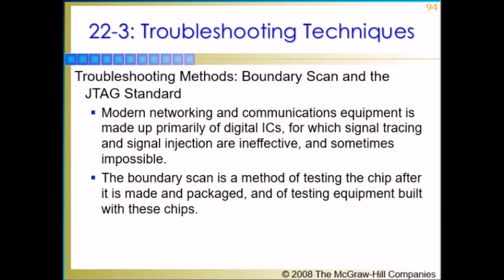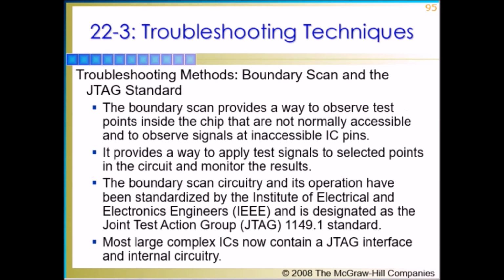Boundary scan and JTAG standards. Modern networking and communication equipment is made up primarily of digital ICs. These are large-scale devices made for surface mounting on the printed circuit board. It is difficult and sometimes not possible to access the pins on an IC, making signal tracing or injection worthless in troubleshooting. Realizing this, IC designers eventually figured out a way not only to test a chip after it is made or packaged, but also to test equipment built with these chips.